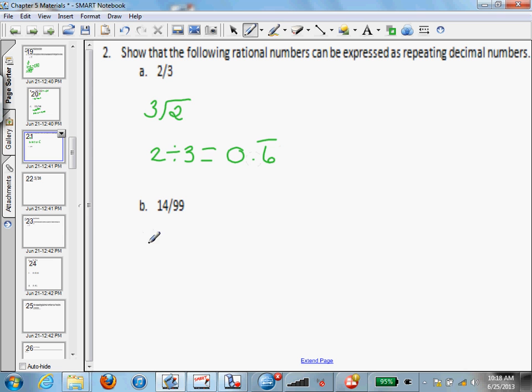Using the same approach, if you use long division, you can say 99 divided by 14, or punch in your calculator 99 divided by 14, and either way you're going to yield 0.14 with the bar over both the 1 and 4, meaning that 14 will repeat.